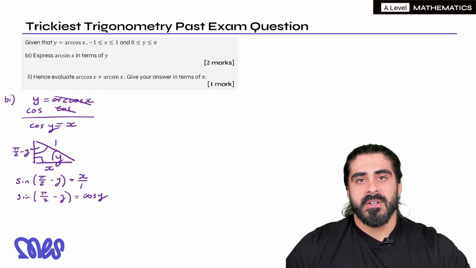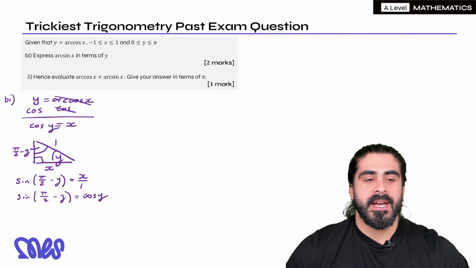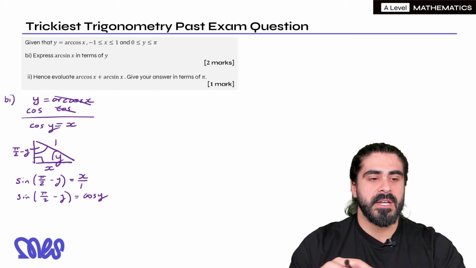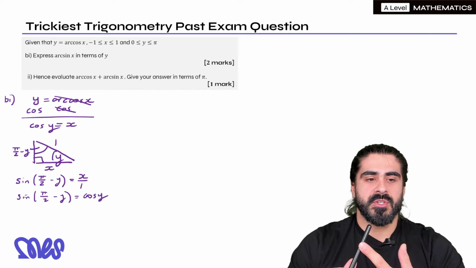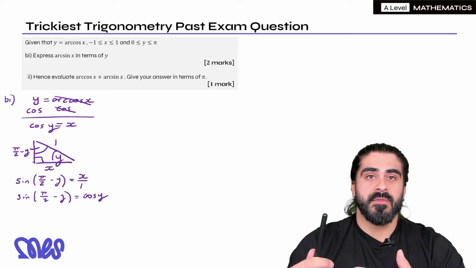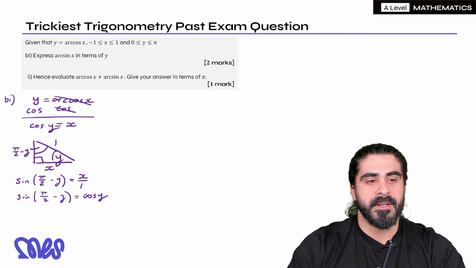These are trig identities that you do need to remember. My students know it as the acute angle transformations. So whenever I mention acute angle transformations, they know exactly what I'm talking about. So cos of y would be sine of pi over 2 minus y. Similarly, sine of y would be the exact same as cos of pi over 2 minus y.